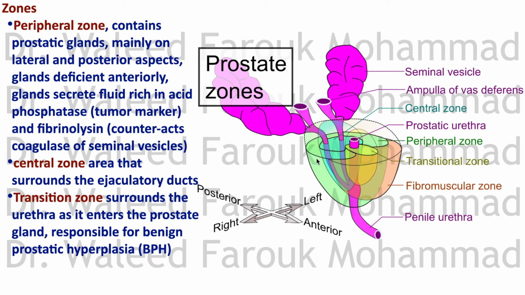It has a central zone that surrounds the ejaculatory ducts, as you can see here. It has an anterior transition zone that surrounds the urethra and is responsible for benign prostatic hyperplasia. See, it's this part where they find the benign prostatic hyperplasia, or benign enlargement of the prostate with age, in this zone, mostly in this zone, which corresponds to part of the middle lobe in the old classification.